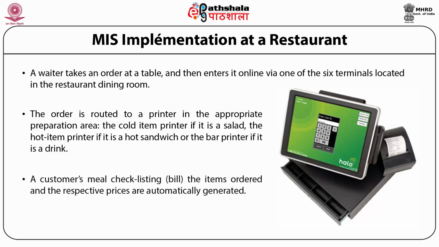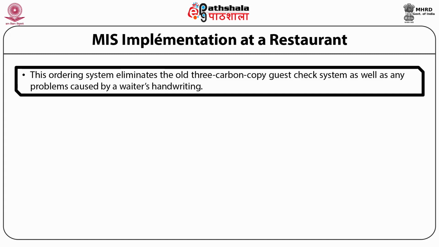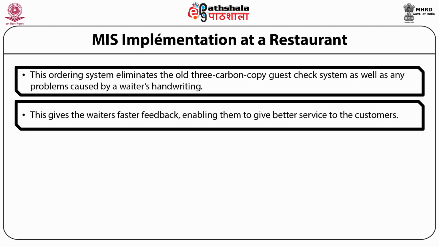A customer's meal check, listing the items ordered and the respective prices, is automatically generated. This ordering system eliminates the old 3 carbon copy guest check system as well as many problems caused by a waiter's handwriting. When the kitchen runs out of food items, the cooks send out an out of stock message, which will be displayed on the dining room terminal when the waiter tries to order that item. This gives the waiter faster feedback, enabling them to give better service to the customer.